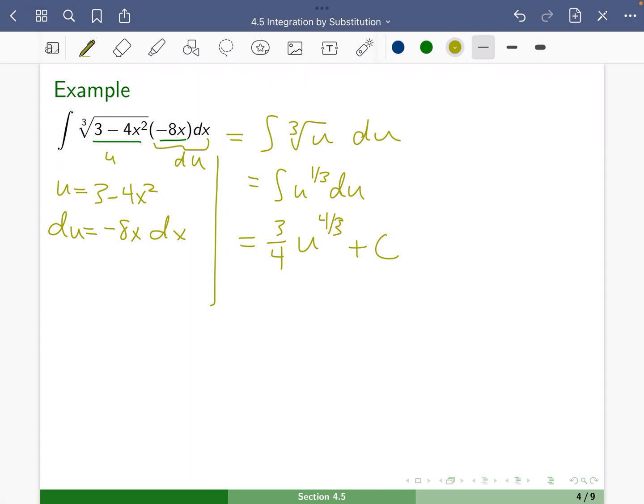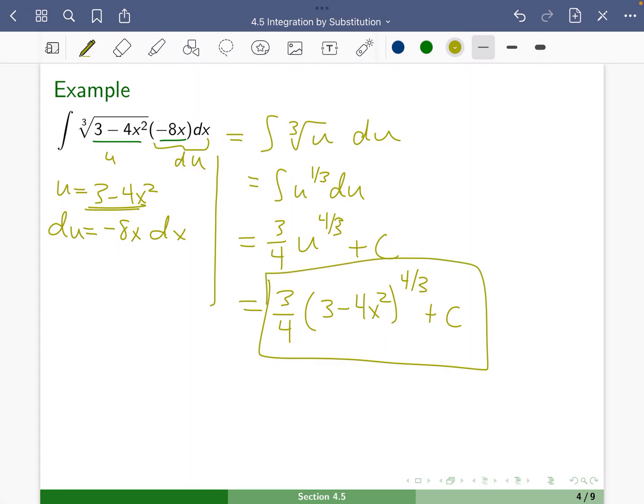We're almost done with this problem. We need to change back from u's to the original variable. So what is u? Well, u is 3 minus 4x squared. So 3/4 times (3 minus 4x squared) to the 4/3 plus c. And that is our antiderivative using u substitution. Perfect. Let's look at another example where we're going to look at a definite integral.